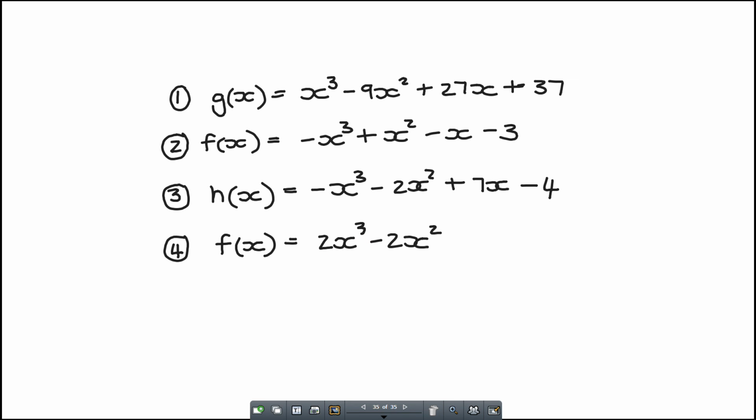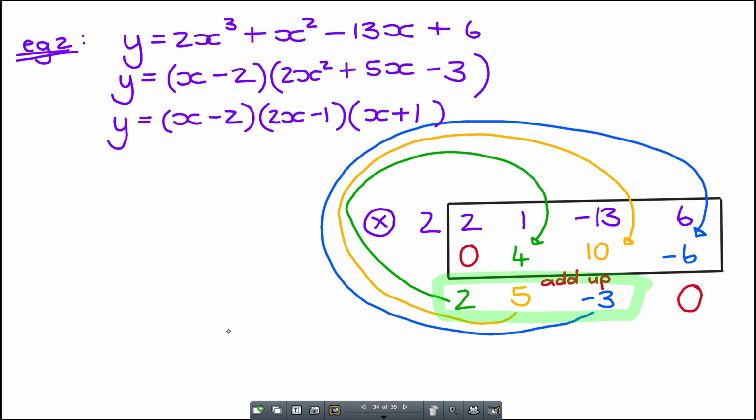Julle klaar? You guys done? Right. Let's see. Okay. Right. Did you guys get 2x minus 1 and x plus 1? Okay. Now, as ek dan nou by die sketsgedeelte kom, we're going to use those to get our x-intercepts. Okay. Right. But we'll do that tomorrow.